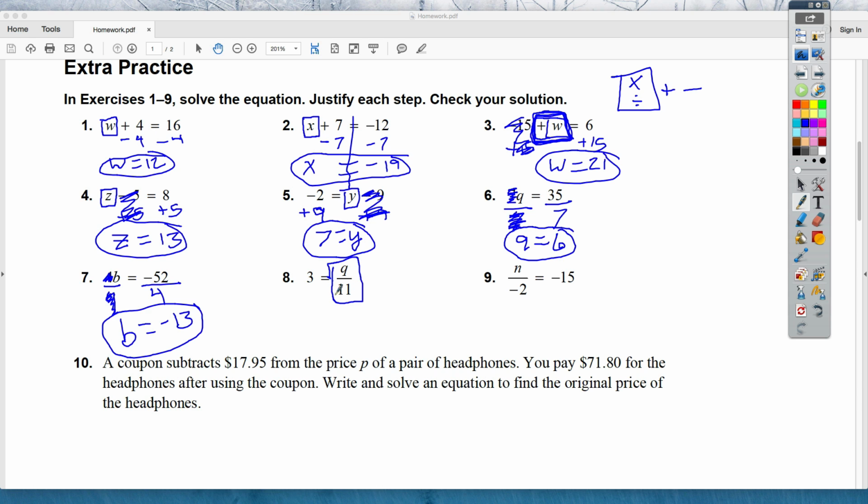So now we look inside the box. We have to do the opposite of whatever it says, and any fraction is always a division problem. So the opposite of a division problem is times. So we're going to times by 11, times by 11.